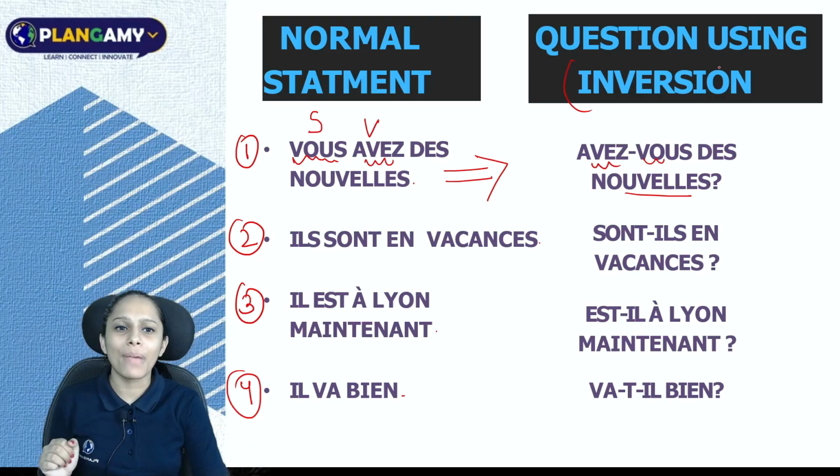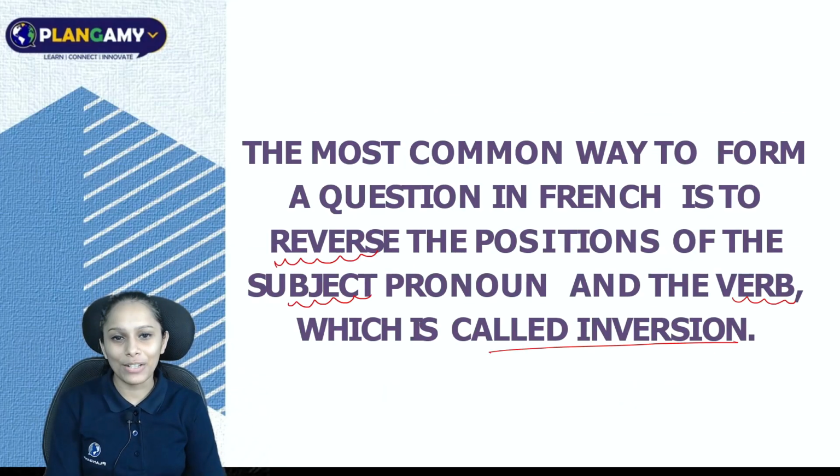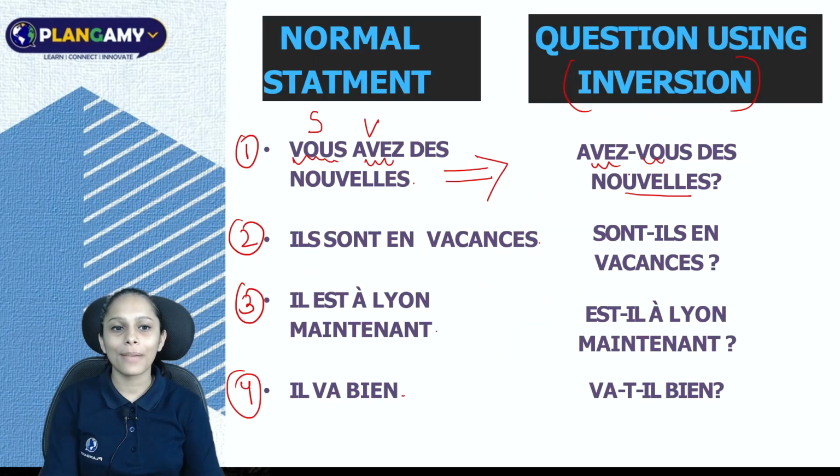Did you remember what we do in the process of inversion? Let's go back to the first definition. We reverse the position of subject and verb. The same thing we have done here. We have changed the position of subject and verb, so here it is verb and here it is subject, and we have kept the rest of the sentence in the same manner.